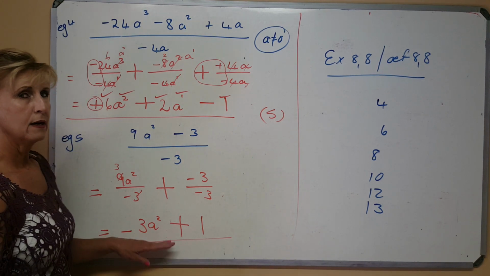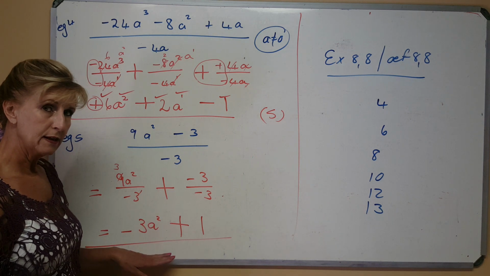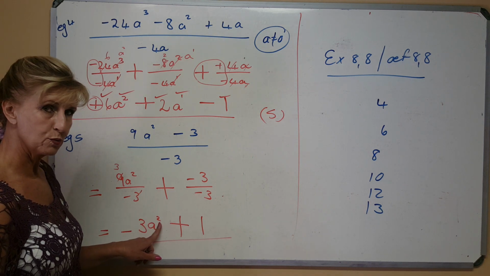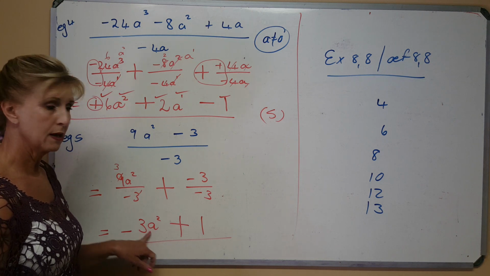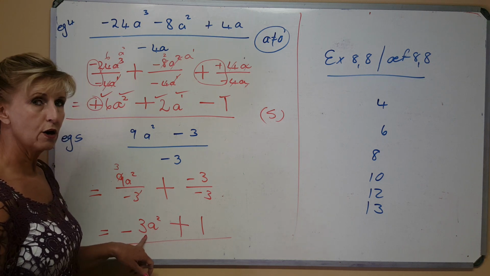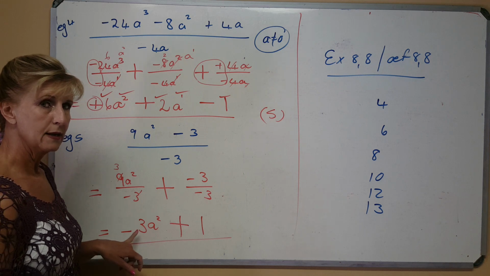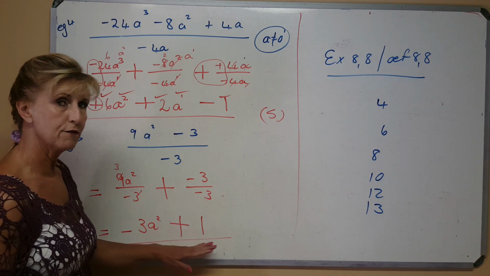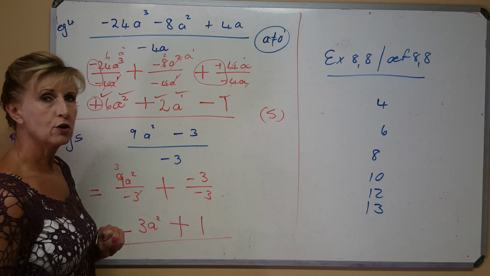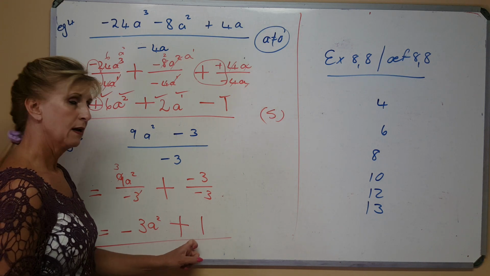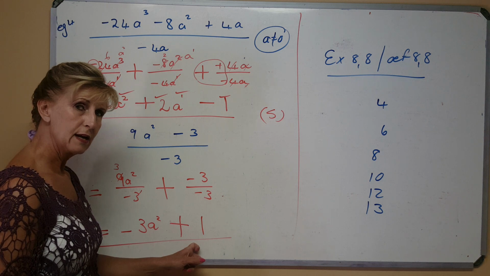Wat is die graad van die uitdrukking? 2 hoogste eksponent. Wat is die koëffisiënt van a kwadraat? -3. What is the coefficient of a square? -3. What is the degree of the expression? Highest exponent is 2. What is the constant of the expression? 1. Wat is die konstante in die uitdrukking?